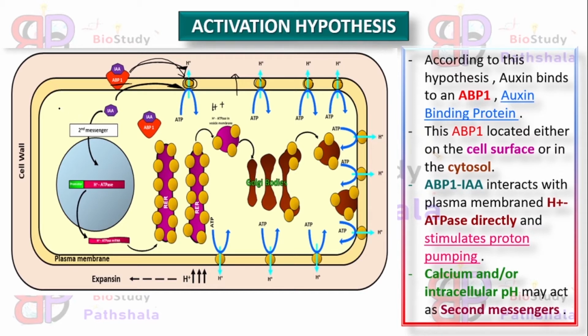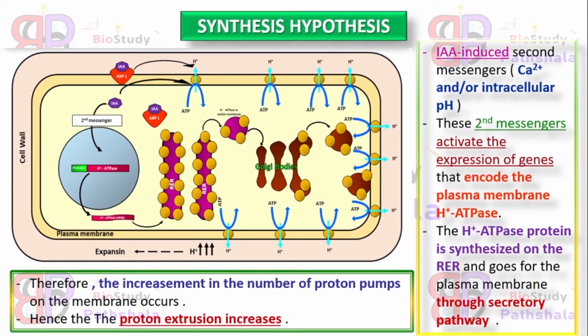Sometimes calcium as well as intracellular pH acts as a secondary messenger, which can proceed to the second hypothesis, that is the synthesis hypothesis of H+ ATPase channels. We will learn now the second hypothesis. The second hypothesis is the synthesis hypothesis, that is the H+ ATPase channel synthesis procedure. Here the IAA molecule diffuses directly into the cytoplasm and produces secondary messengers, that is an increase in intracellular pH or calcium ions.